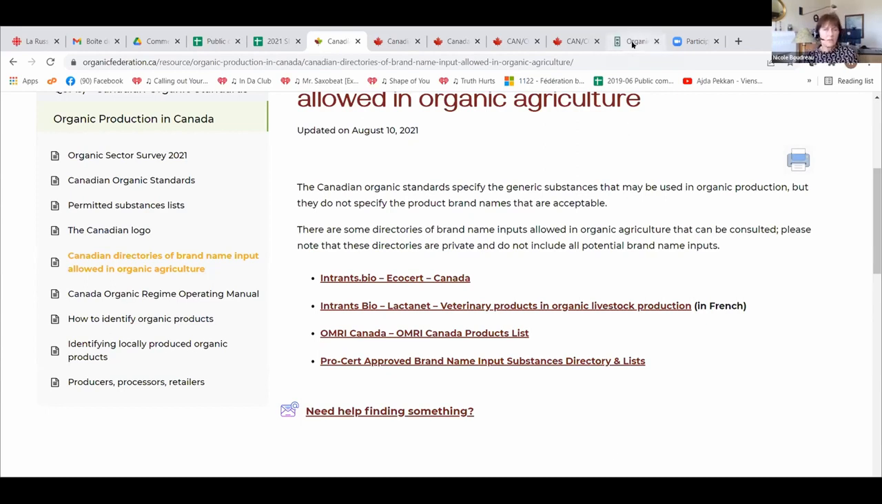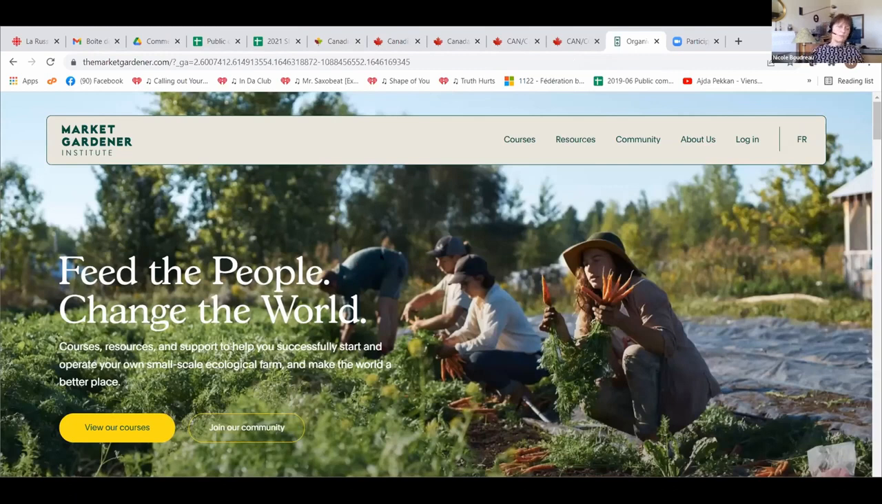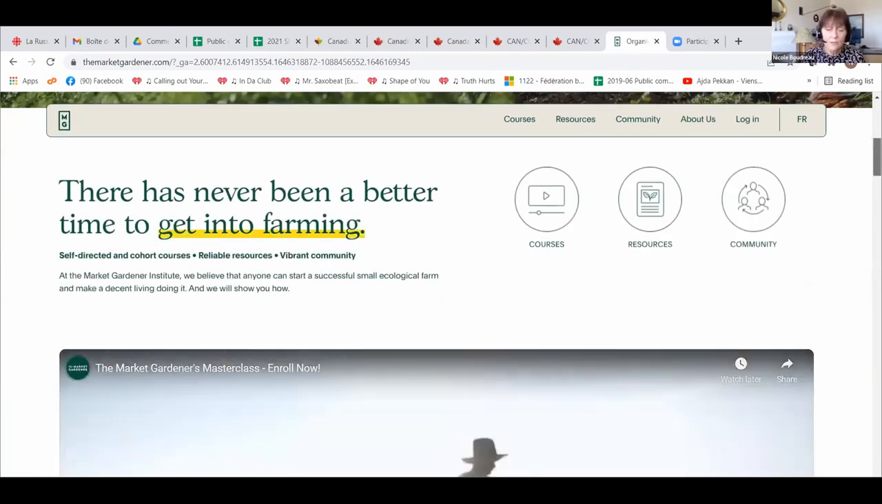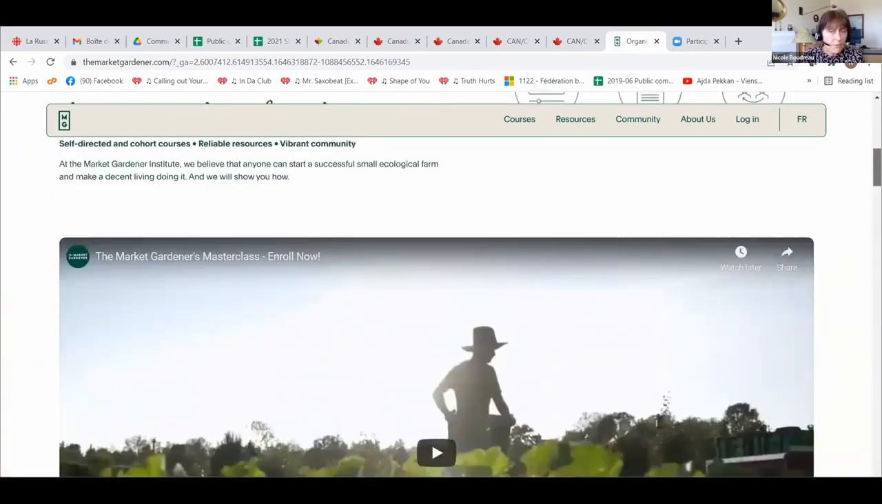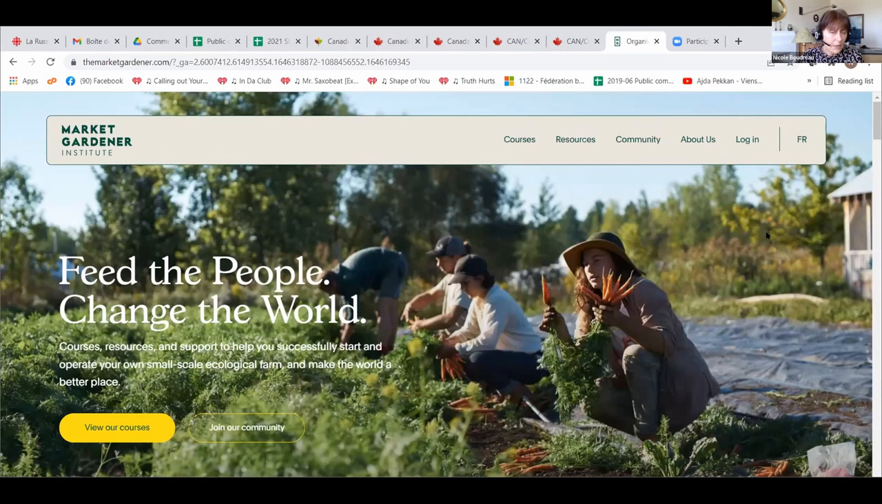And as a resource, do you see my website, Feed the People, Change the World? There is a market gardener from the province of Quebec. It's not because he is from Quebec, but he wrote a book, and it is translated in 12 languages because he created a model where you can have 2 acres of land, grow vegetables, and still earn a very good living. It is the Market Gardener Institute. I know there are a lot of other references. I am just showing this as an example because it is a model that is becoming extremely popular across the world. You can also refer to COG, Canadian Organic Growers. They have a lot of documentation about organic vegetable production.